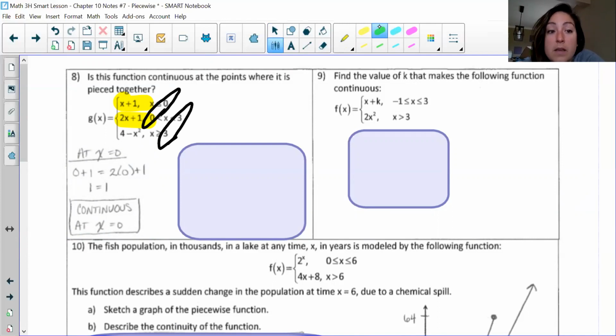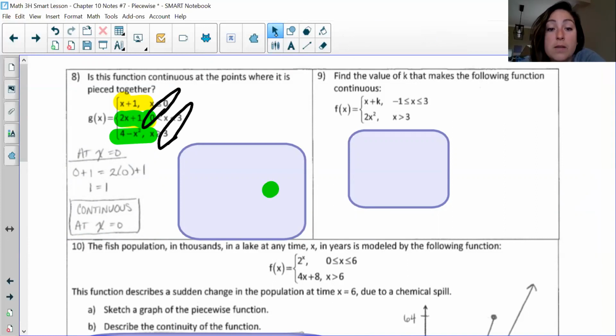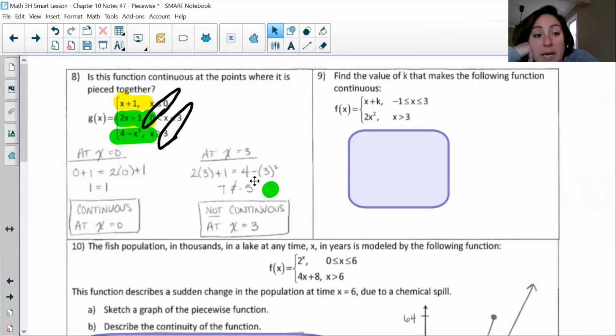Now, looking at where x is equal to 3, that's piecing together the 2x plus 1 and the 4 minus x squared. So we test the point x equals 3 into those 2 functions, and we end up getting the 2x plus 1 is equal to 7 when x is 3. And 4 minus x squared is equal to negative 5 when x equals 3, so it is not continuous at x equals 3.